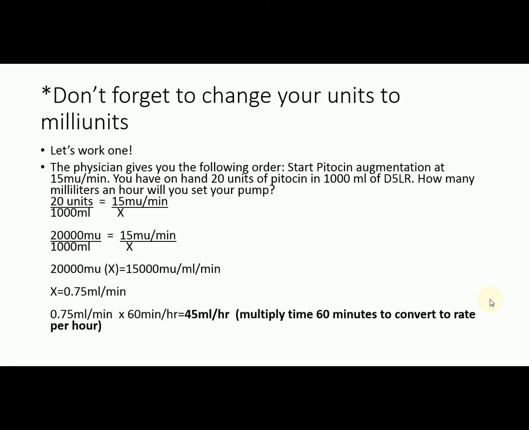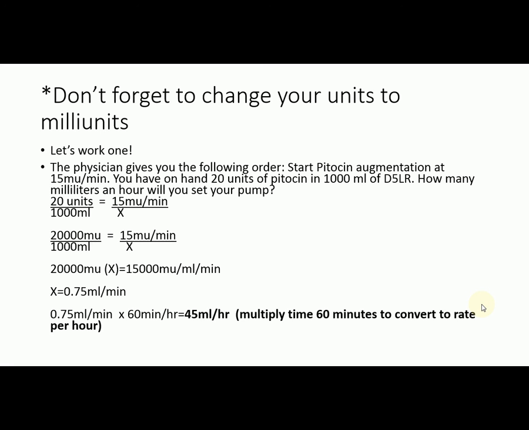So we know that we have 0.75 milliliters per minute to have 15 milliunits in it. In order to figure out how much an hour we need to run that, we have to multiply that times 60. So 60 minutes times 0.75 is going to give us 45 milliliters an hour. See, that wasn't so bad. Pretty easy, right?